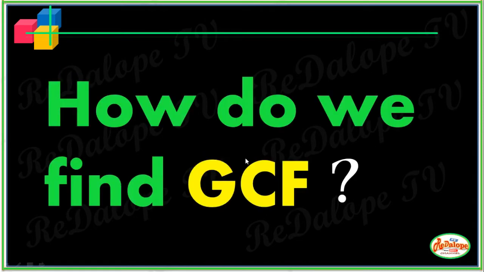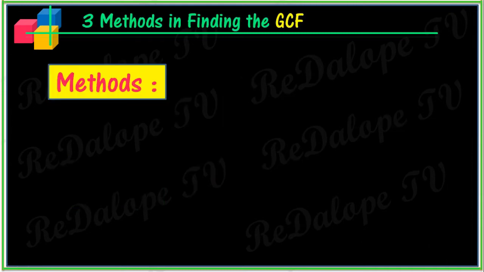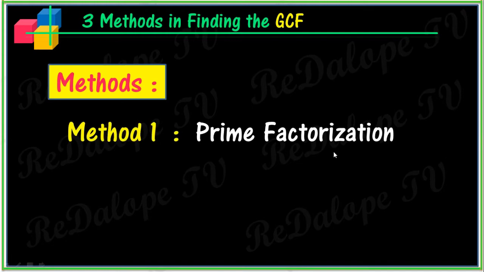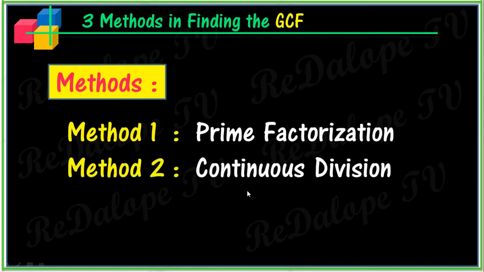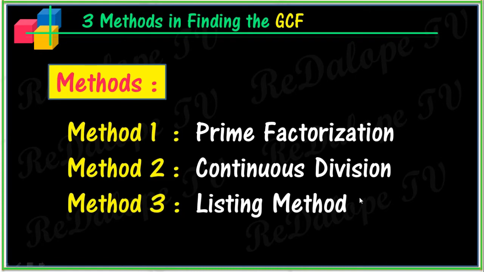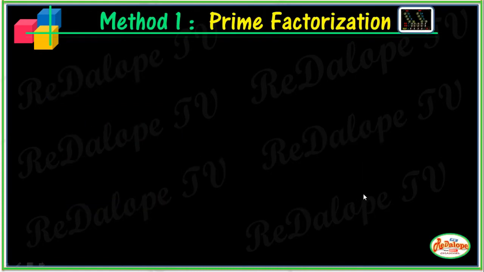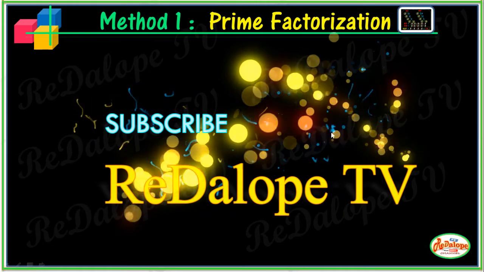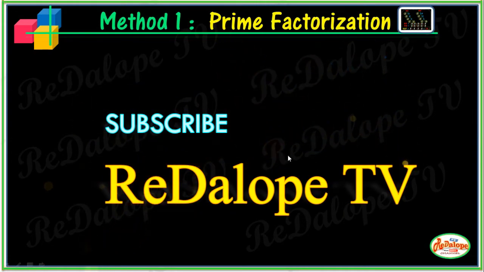Now, how do we find GCF? GCF can be found when we list out the factors of each number, and then find the greatest one that is common between the given numbers. But we need to study the three methods of getting the GCF. The first method is the Prime Factorization Method, the second method is continuous division, and the third one is the listing method. So let us solve a few problems that will help us make sense of how the GCF works.